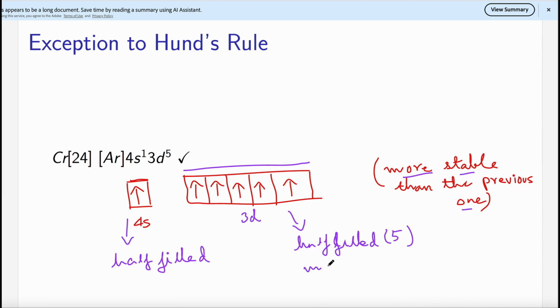The maximum number of electrons the 3d subshell can contain is 10. So instead of 10 it is having 5, so it's half filled.